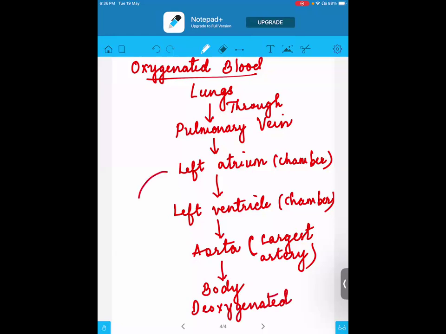Now here from the left atrium to the left ventricle, again there is a valve which is called as bicuspid valve. So through the bicuspid valve only, the blood will be entering into the left ventricle.